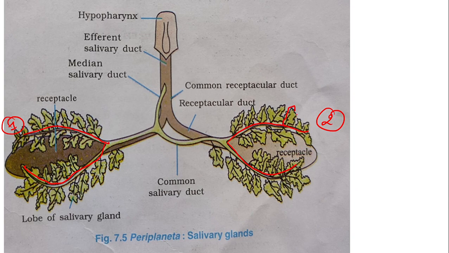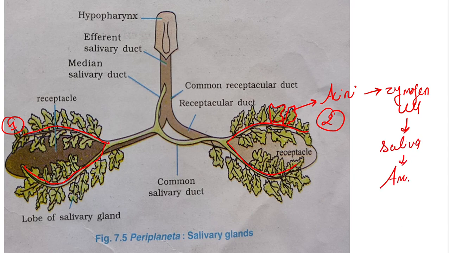Now, you can see you have many lobules present over here. Everybody has to make this diagram, okay? You can see many lobules are present over here. These lobules we call acini. These acini have some secretory cells, we call them zymogen cells. Since these zymogen cells are secretory in nature, they are going to secrete saliva. This saliva consists of the enzyme amylase. Amylase is going to break starch into maltose. Okay, that's what we have studied till now.